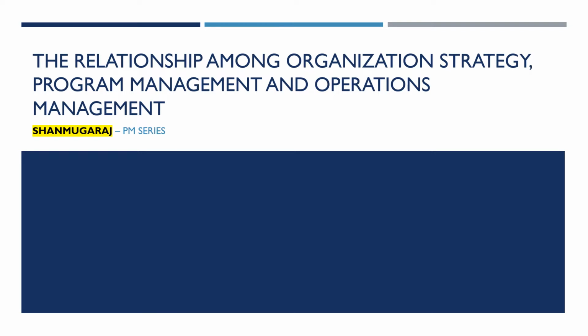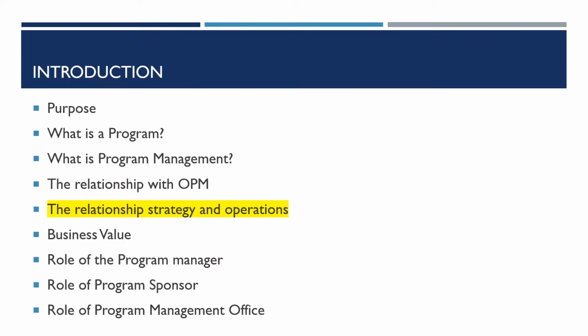Today we are going to talk about the relationship among organization strategy, program management and operations management. Till now we have discussed the purpose of program standards, what a program is and what program management is, and how it operates within OPM, right? Today we're going to talk about how it operates within strategy and the operations.